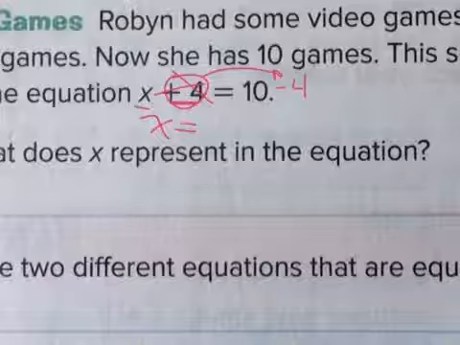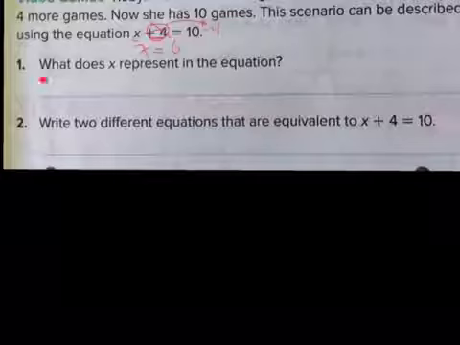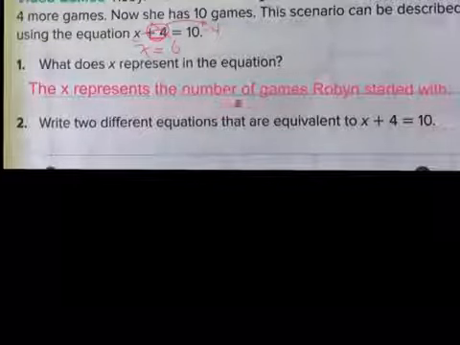Right? So x equals 6. So what does x represent in this equation? The x represents the number of games Robin started with before we added the 4.